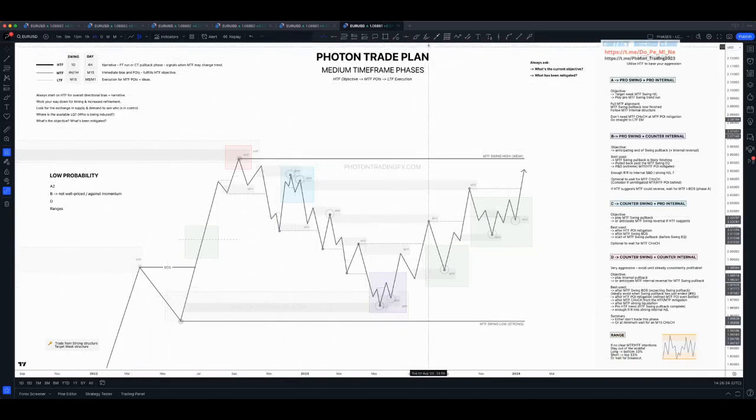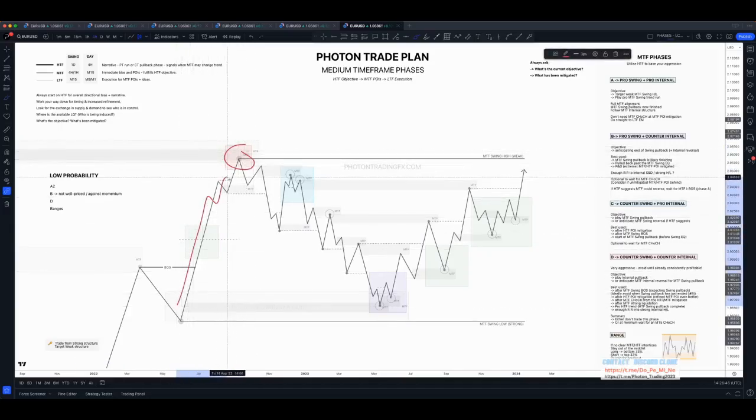The next obvious low probability one, which you're probably all aware of, is phase D, and that's when you're trading counter swing and counter internal. So you're just basically trading against everything on your medium time frame, right? When you're trying to short here, when everything is heavily bullish.